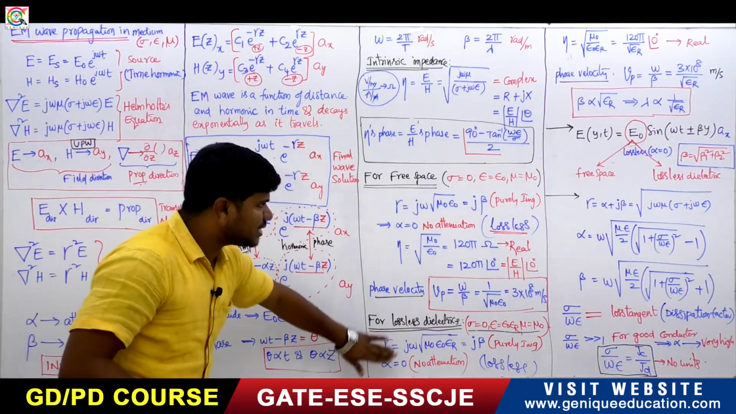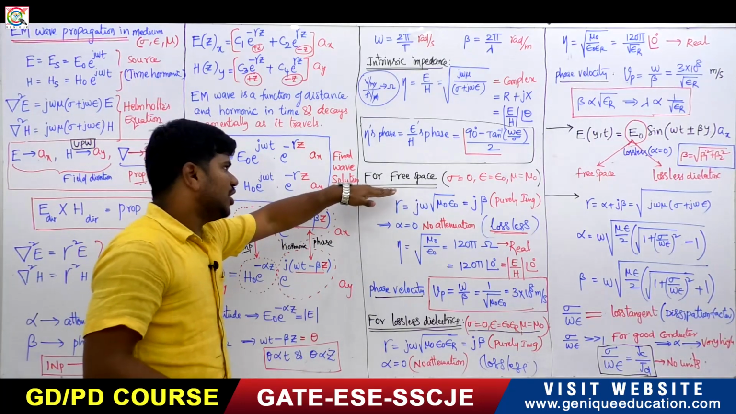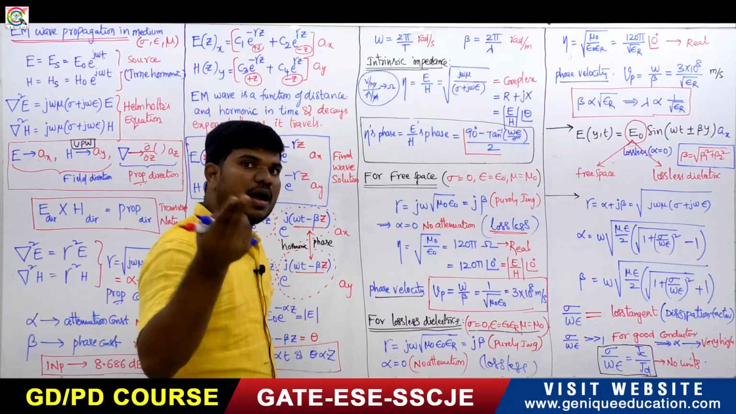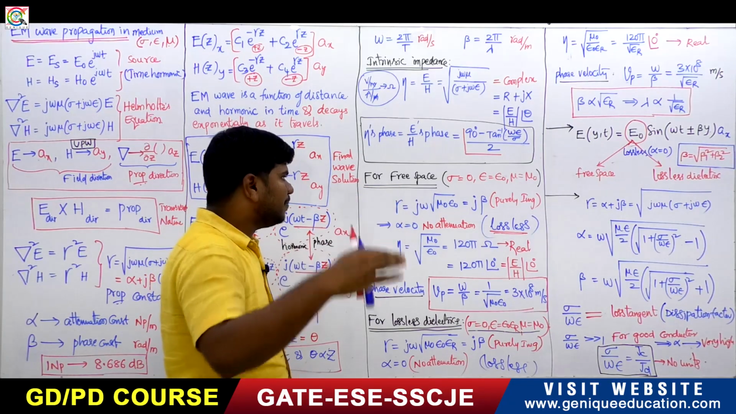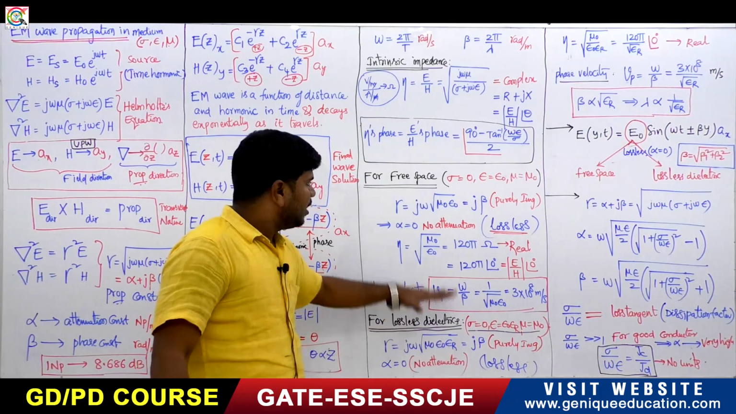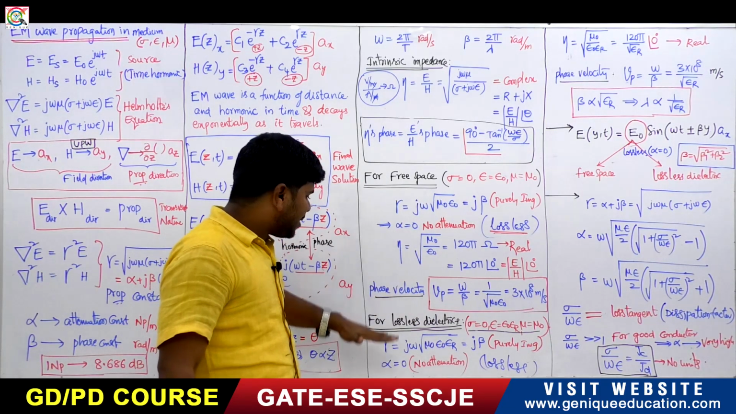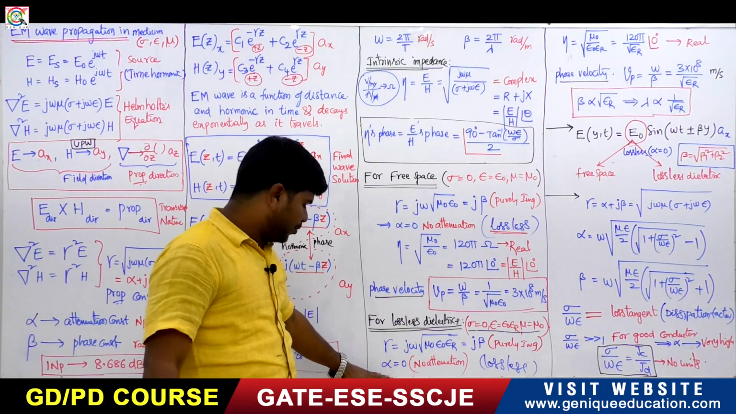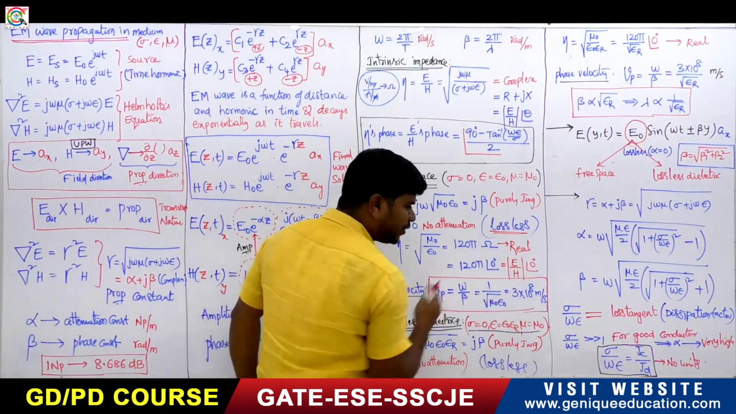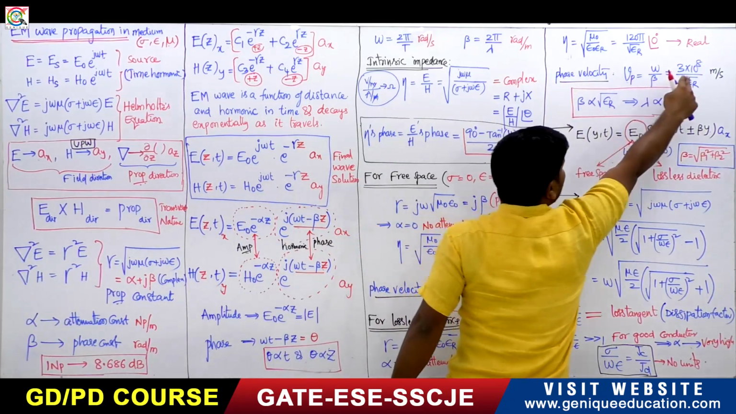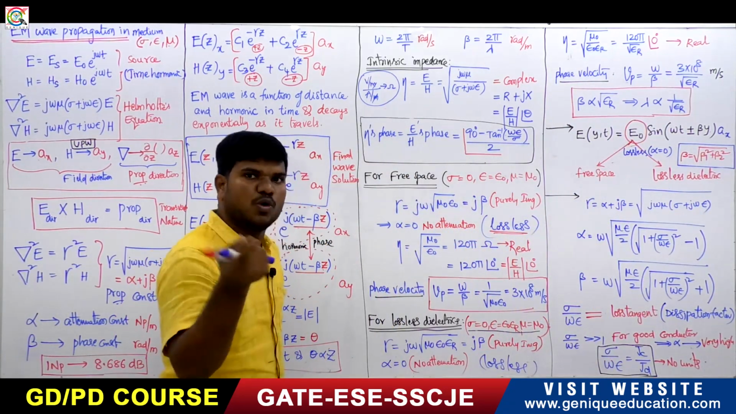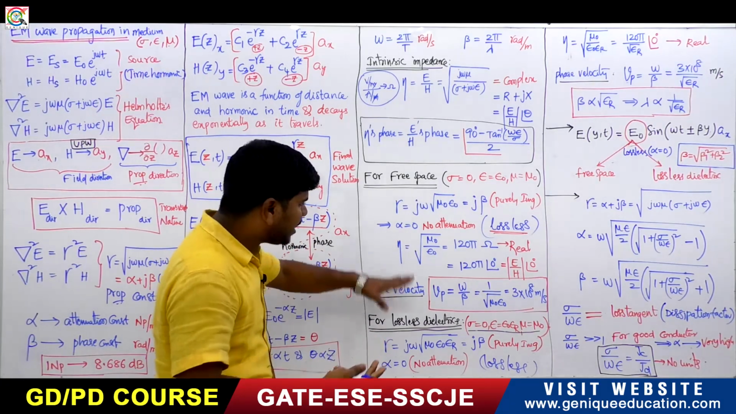These two are the lossless mediums. Free space and lossless dielectric, both are lossless media. For this lossless medium, the propagation constants are purely imaginary and the intrinsic impedance is purely real. The phase velocity of this one is 3 into 10 power 8. Here the phase velocity of this one is 3 into 10 power 8 divided by root epsilon r. So both are lossless mediums, but here we can distinguish.